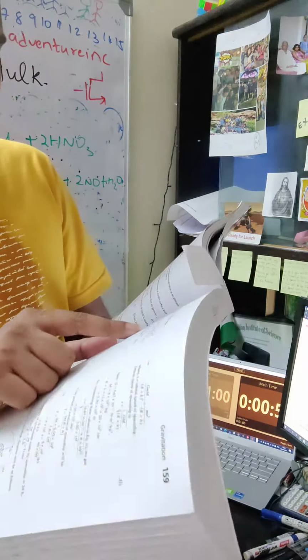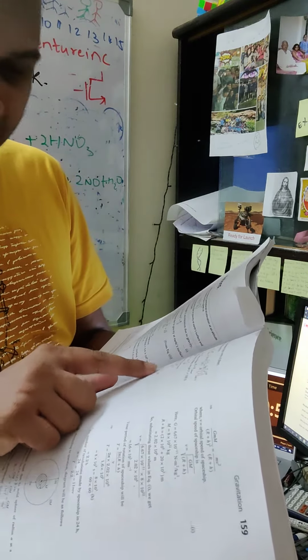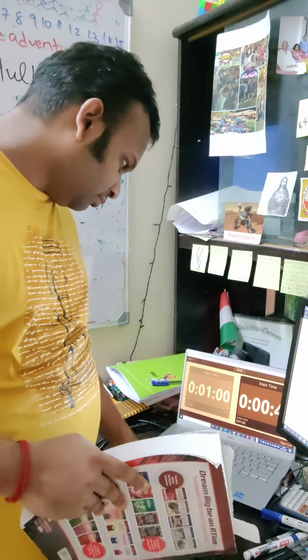g equal to GM by r squared, or g is proportional to 1 by r squared, r less than f. f equal to GM by r cubed. T is equal to 2 pi r plus h by frequency.